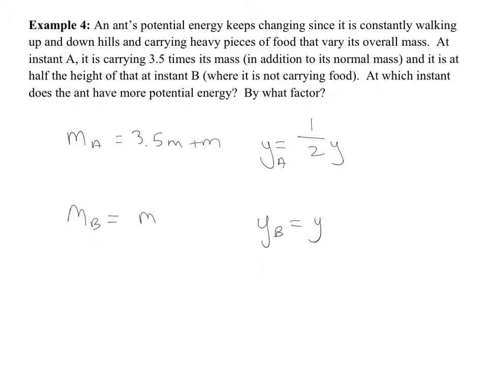So at instant A, its potential energy is mgy. The mass is 4.5 m, g is g, and y is 1/2 y. At instant B, it's again mgy. The mass is m, gravity is g, and the height is y.